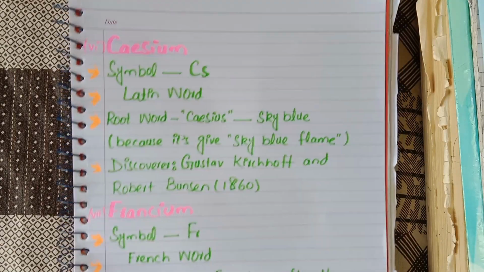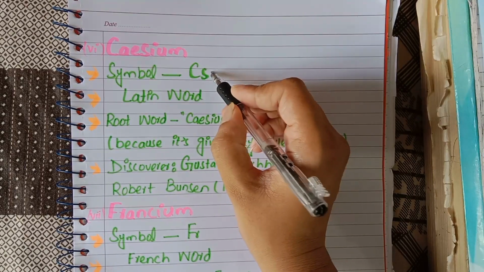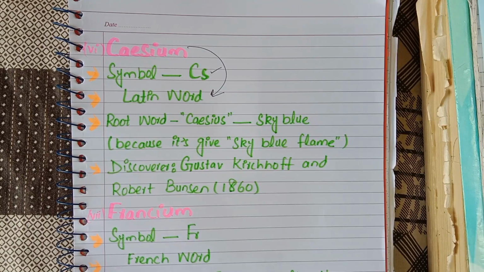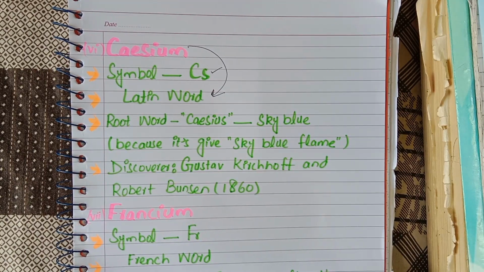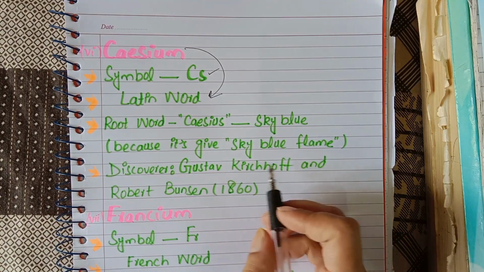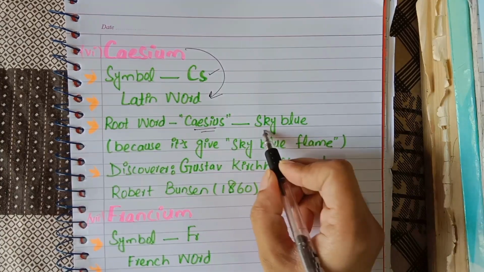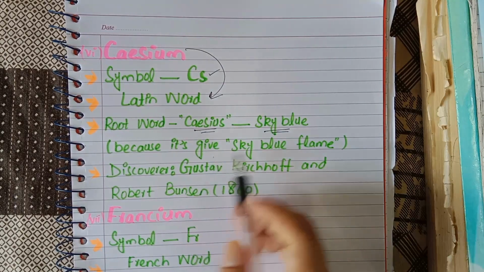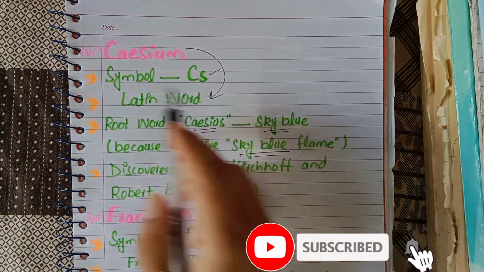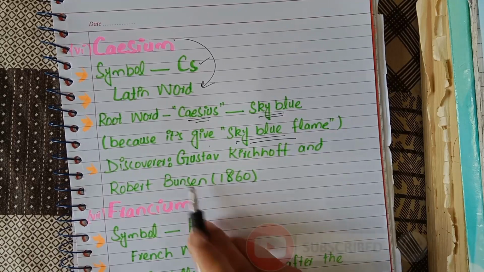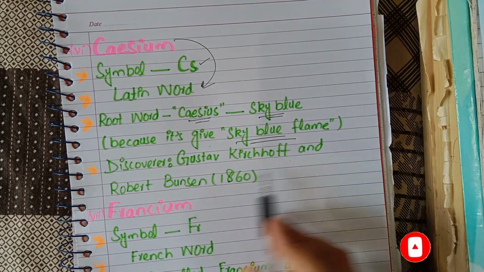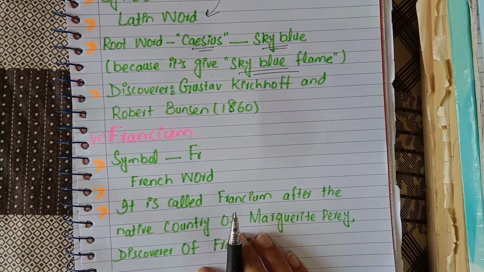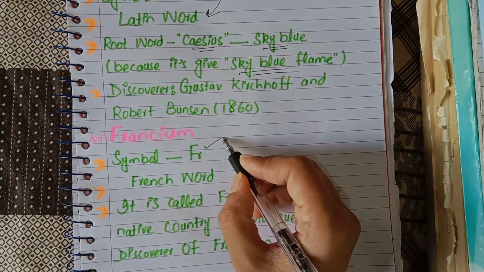Now the next element is cesium, and the symbol for this element is Cs. Cesium is basically a Latin word. Now the question is, why do we call this element particularly cesium? Basically the word cesium is derived from the Latin word caesius, meaning sky blue, because this element, cesium, gives a sky blue flame. That's why it is called cesium, and it was discovered by Gustav Kirchhoff and Robert Bunsen in 1860.